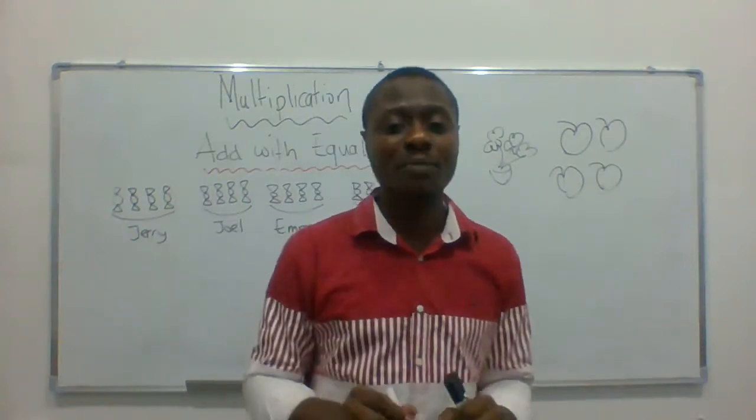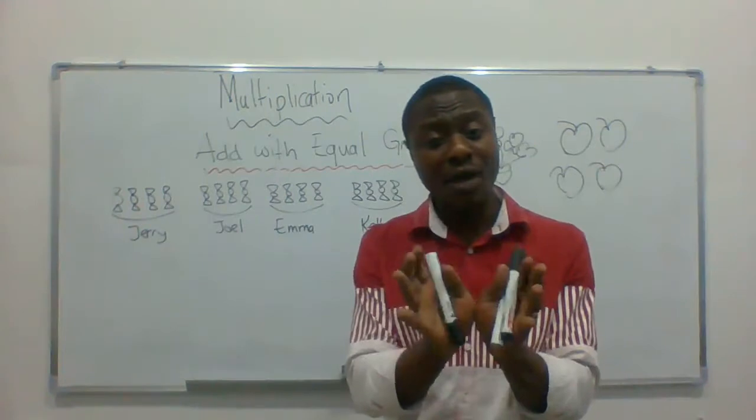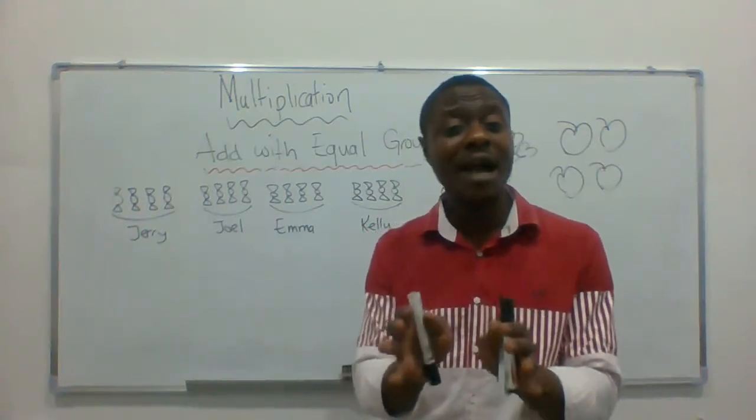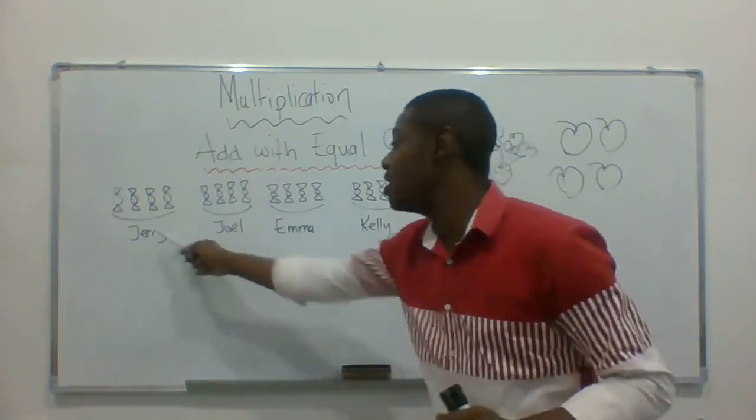Great. So multiplication is addition with equal groups. And a group is an amount of things of the same kind. That's a group. Now I'll give an example with these guys over here.